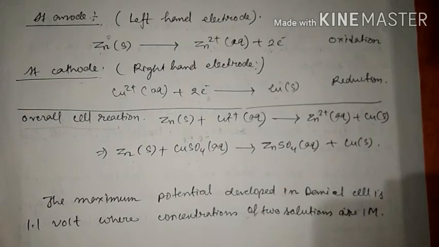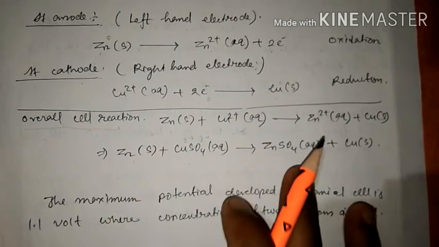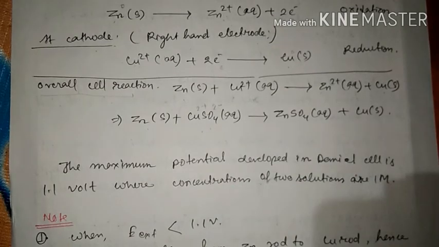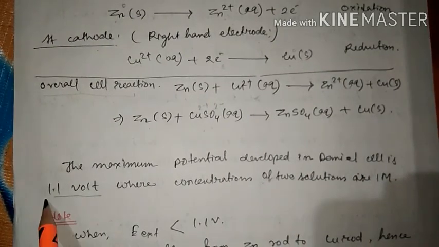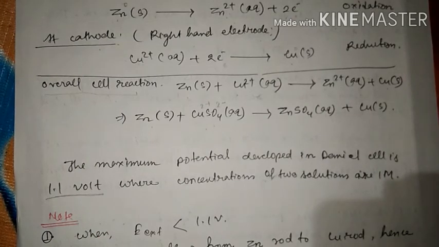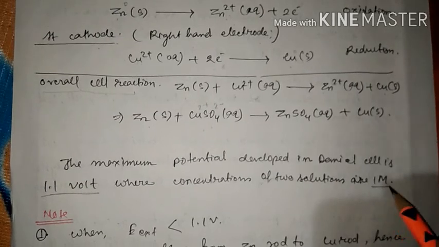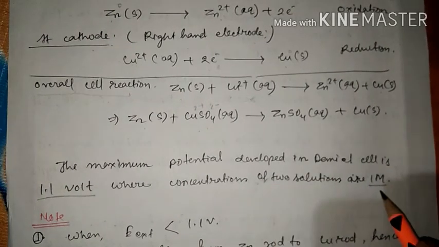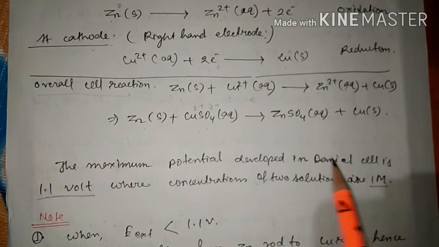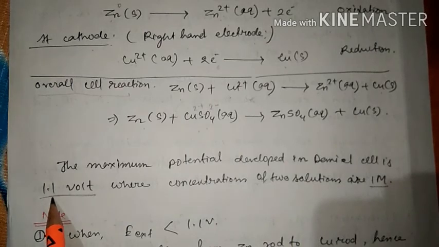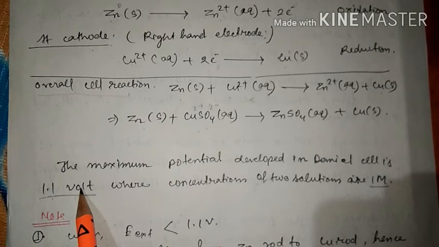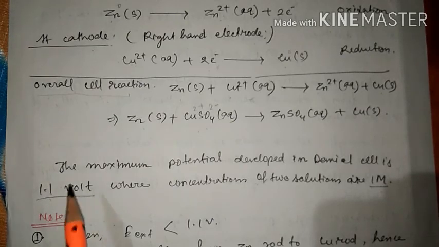Okay. Now, see, specially in the Daniell cell, the maximum potential developed is 1.1 volt. Remember this one, 1.1 volt, where the concentrations of the two solutions are 1 molar. The concentration should be 1 molar, so that we get the potential of 1.1 volt. Remember this one is the particular case of the Daniell cell. Now 3 cases are there.